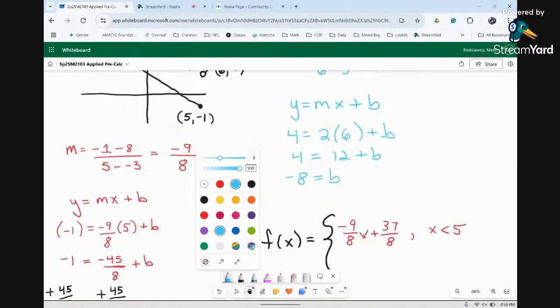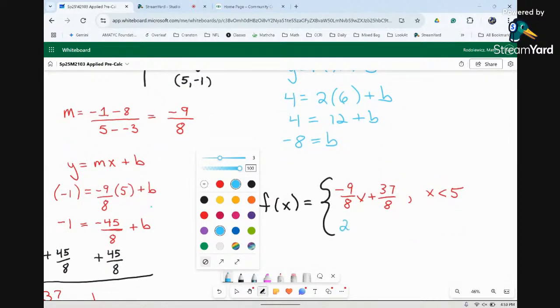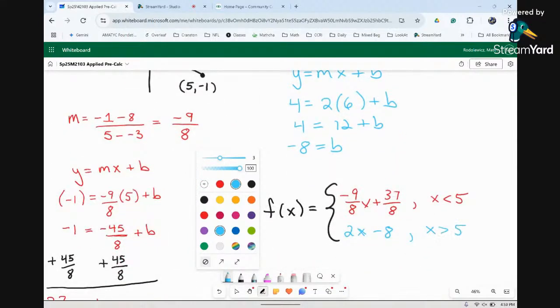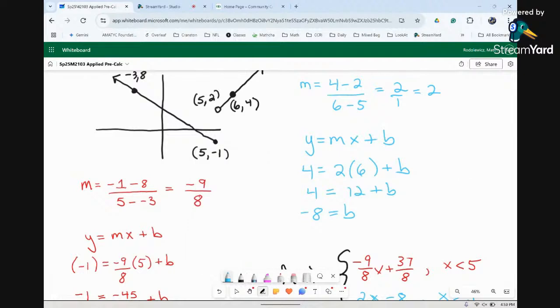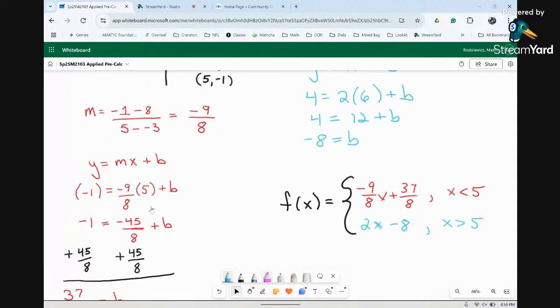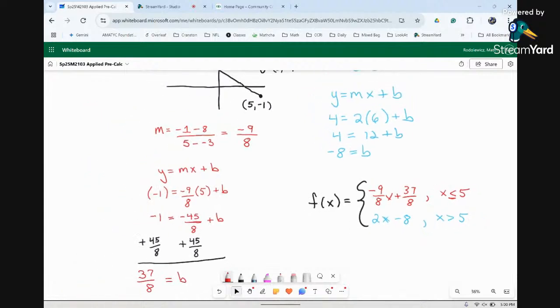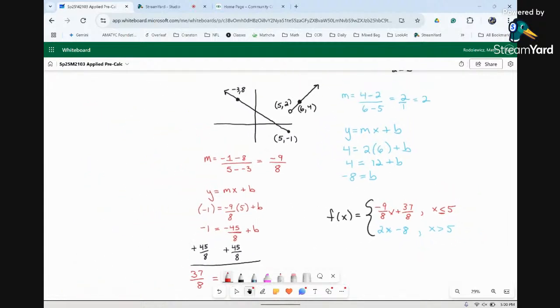The other piece, 2x minus 8 for x greater than 5. Let me look back at my graph and recognize I'm missing one element over here. This is closed. So I want to include 5 on that portion of it. Zooming back and looking at the big picture.